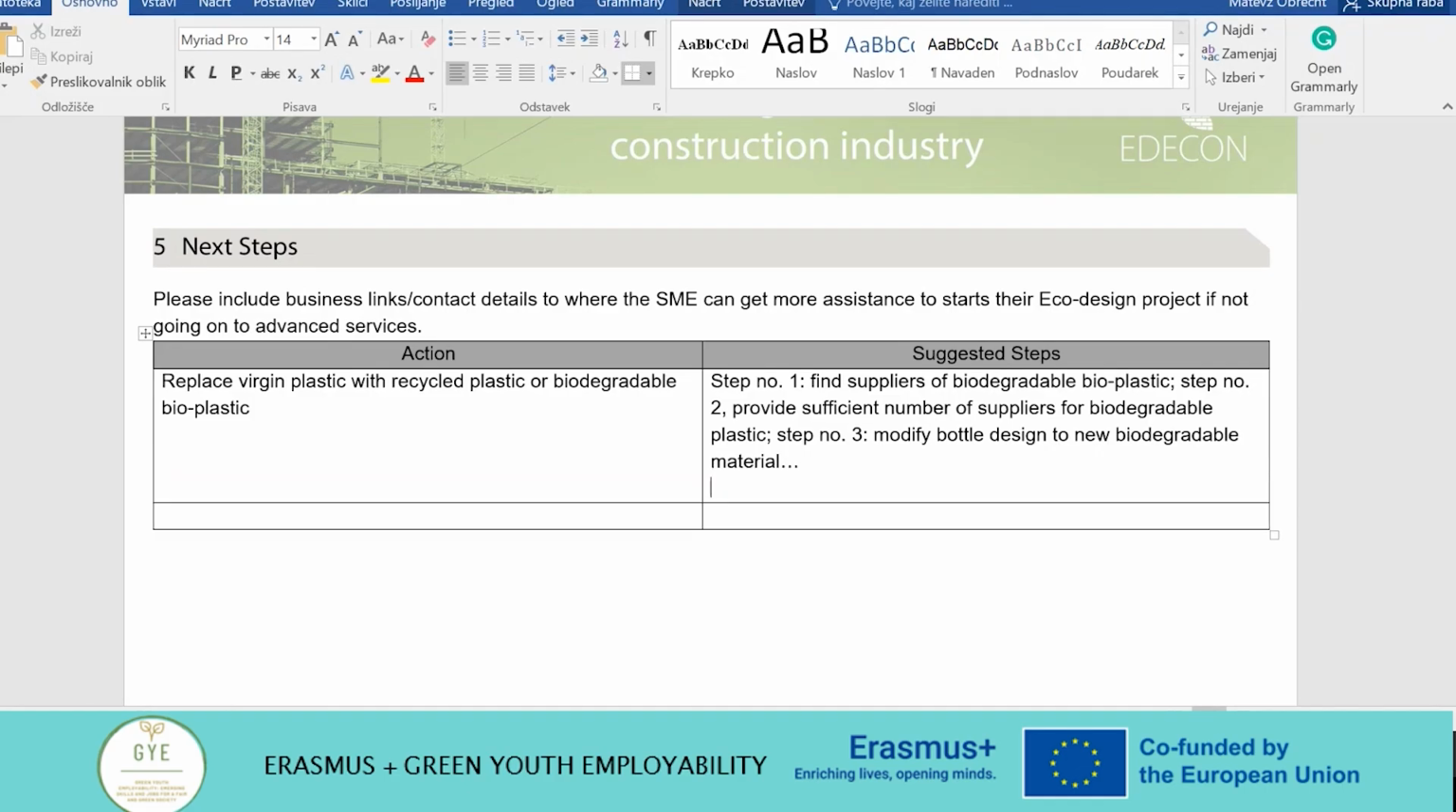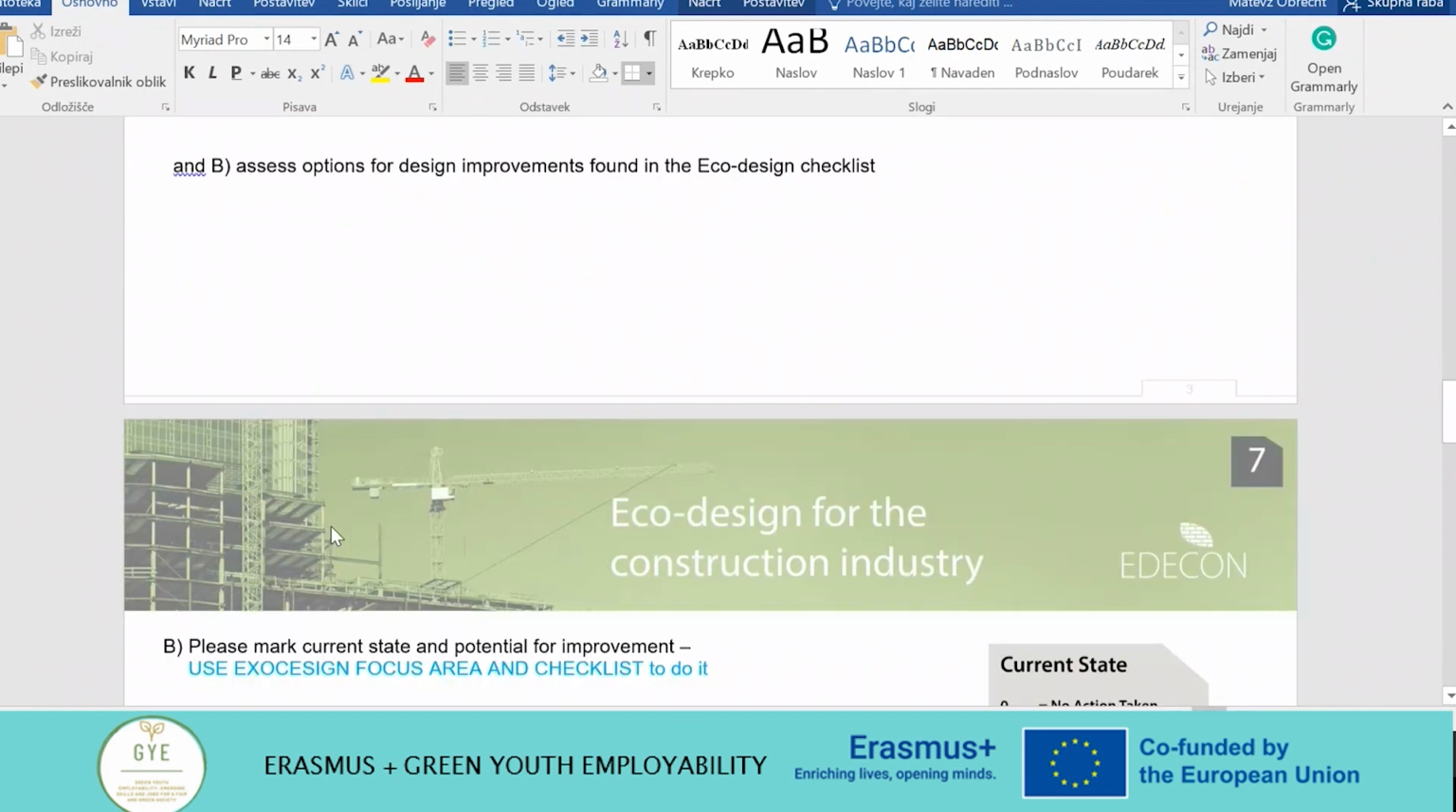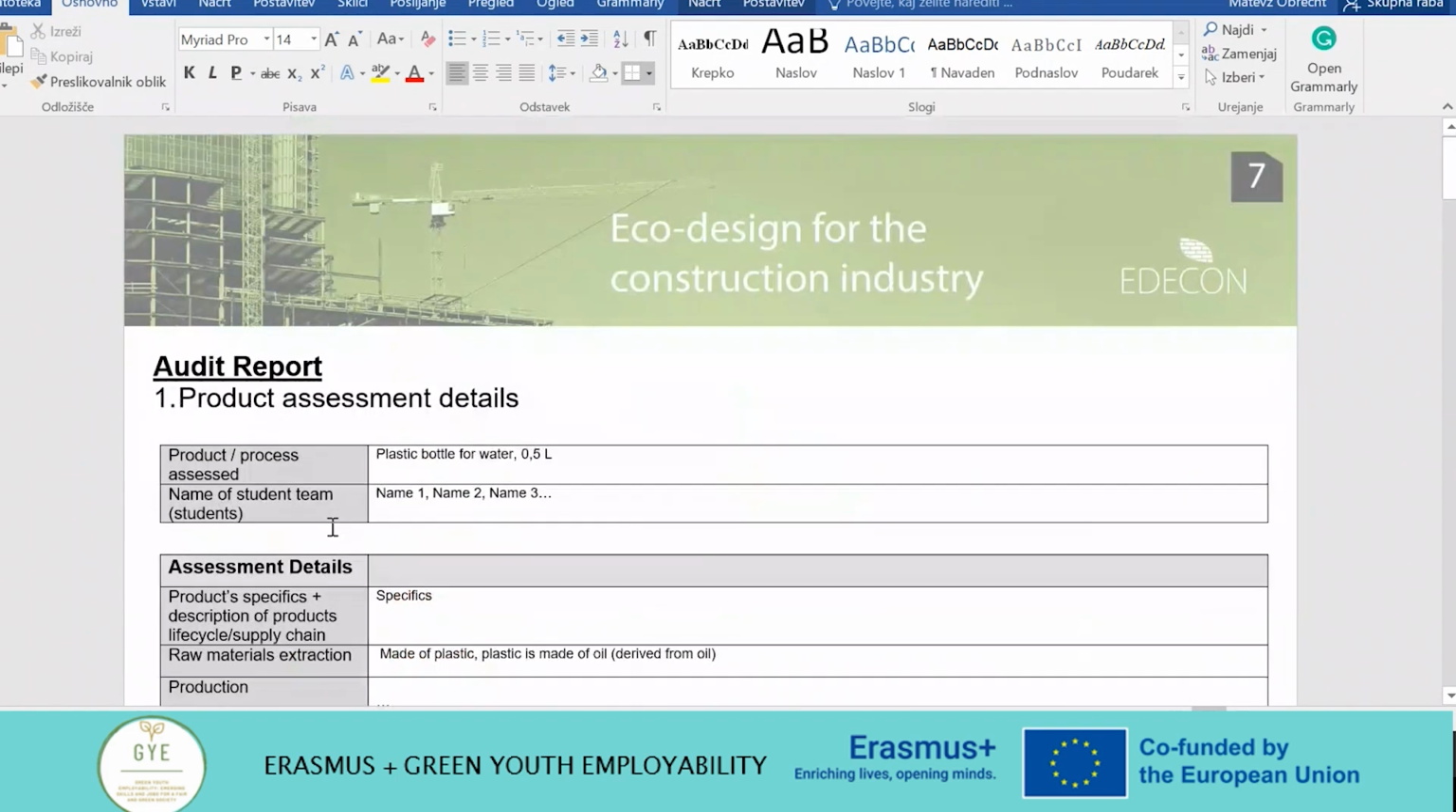So you can do it. You can define it just for one activity, or you can write down 2 activities. So just prepare some kind of action plan. What additionally could be done based on the information that you got from these first steps.